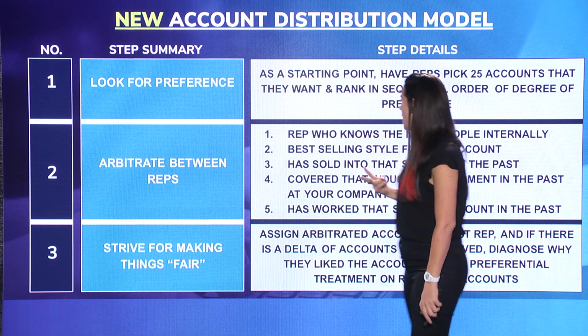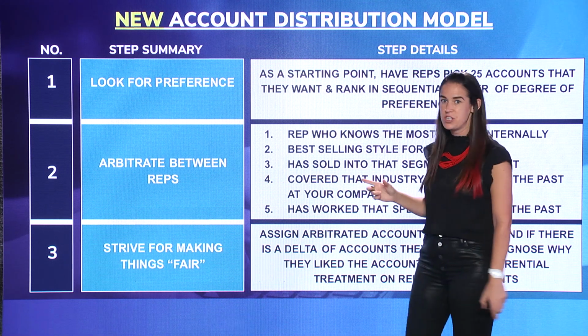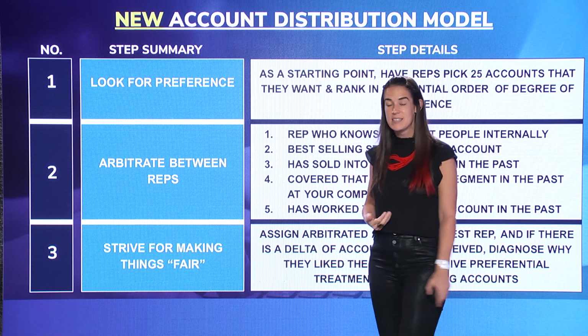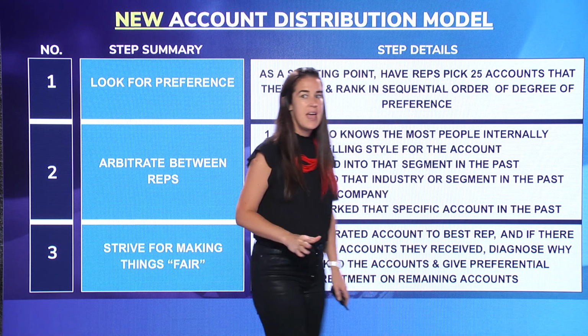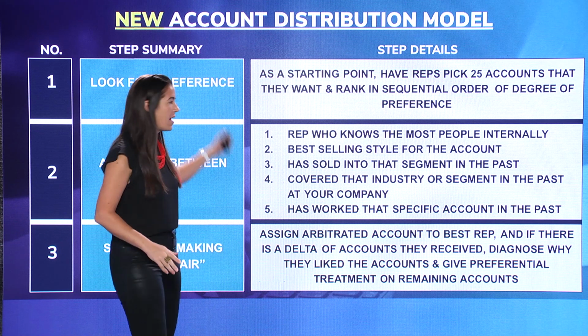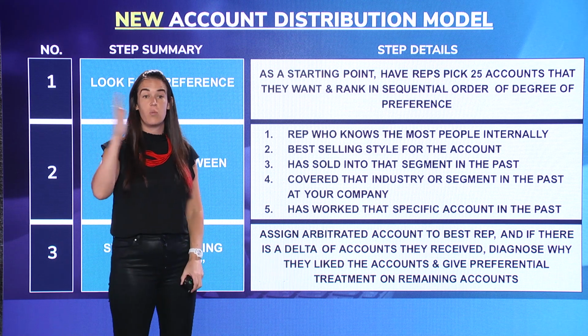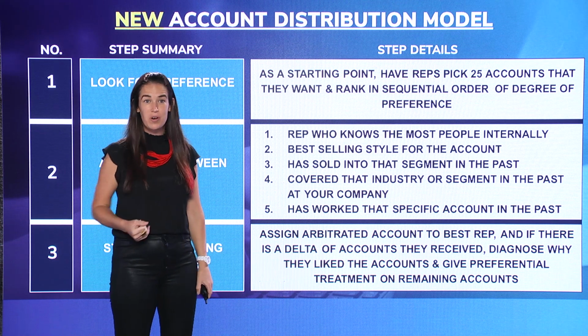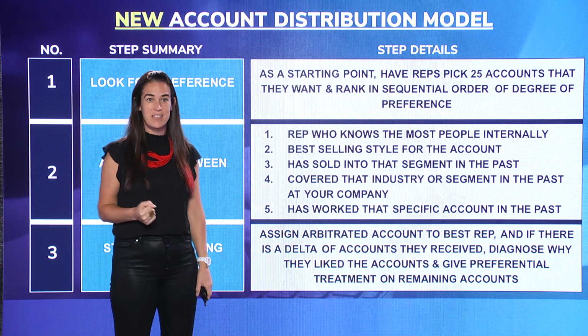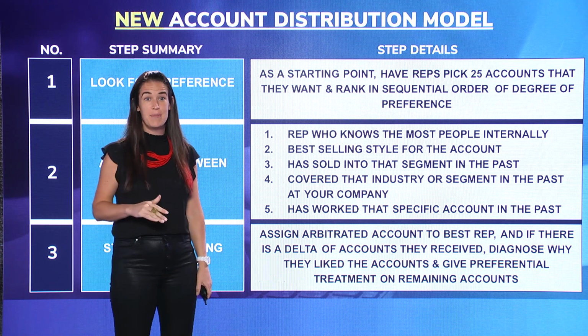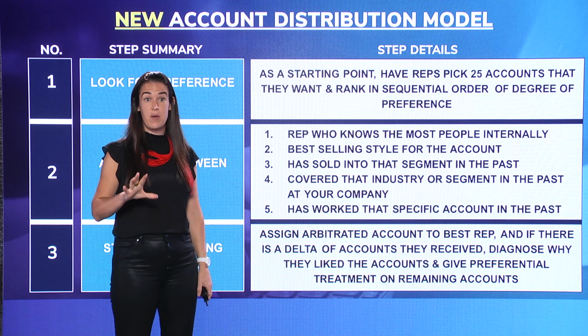Step number 2, I would do a bit of arbitration between reps. So I would collect all their lists. I would have them do them individually. And I would start looking at these accounts and seeing where is the overlap. I'm sure, especially within B2B SaaS, if you're selling it, there is going to be overlap. So reps, especially if you have a larger team.